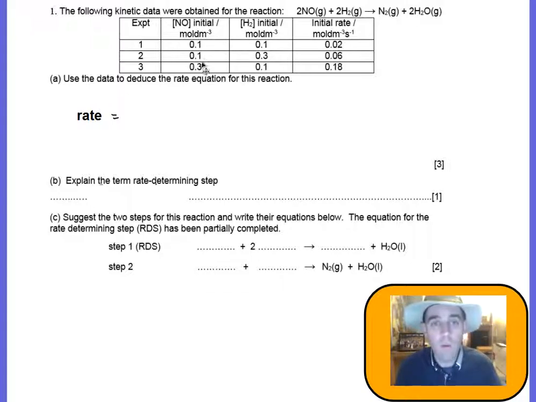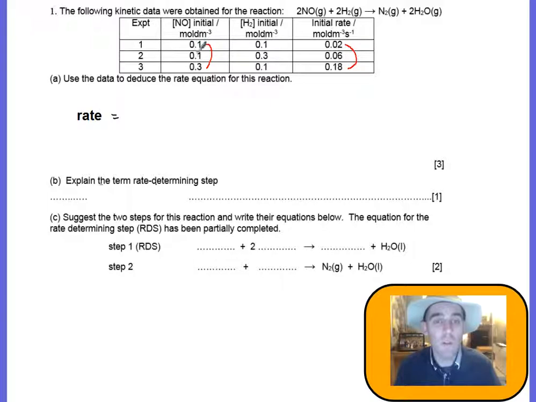of NO, I would look here at where hydrogen concentration is constant. So experiments 1 and 3. And I can see here that the NO going from experiment 1 to 3 has been times by 3, and the rate for the same experiments has gone from here 0.02 to 0.18, so that's actually been times by 9. So this is trebled, this has been times by 9, so it's not first order, it'll be second order because 3 squared is 9.